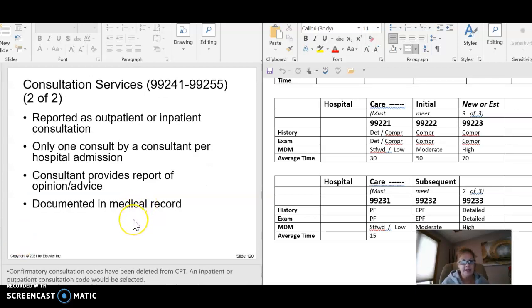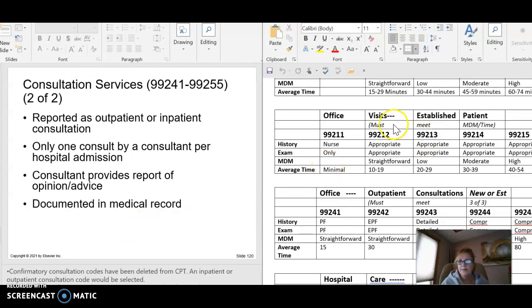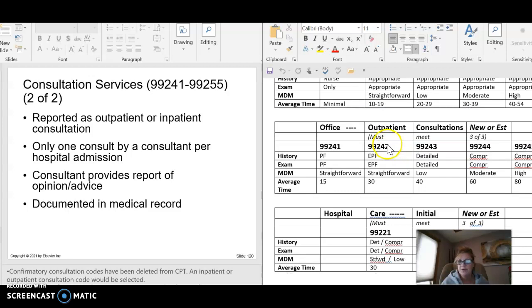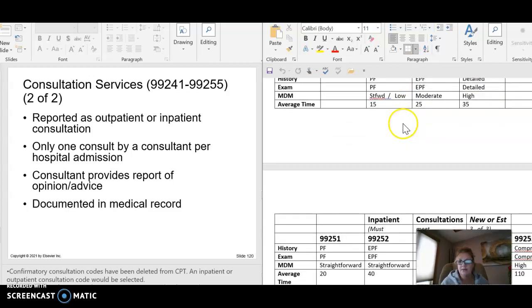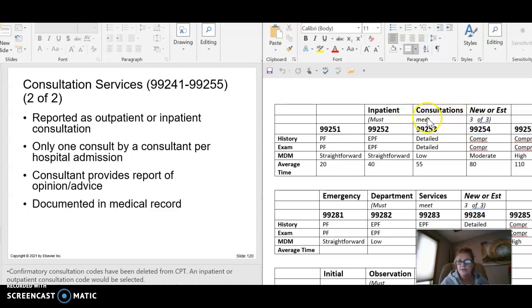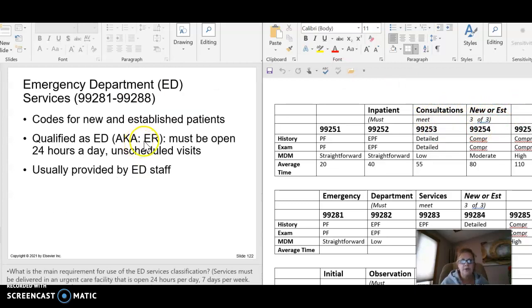Then we get into the consults. Consults can be outpatient or inpatient. A consult in the office means outpatient, 3 out of 3, new or established, it doesn't matter. Down here is the inpatient consult, new or established, 3 out of 3. Again, you have to be referred.